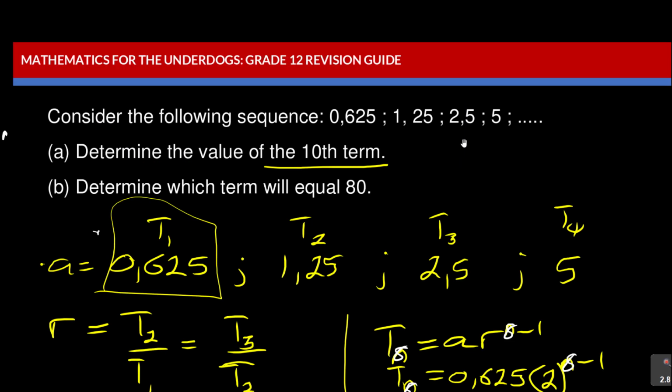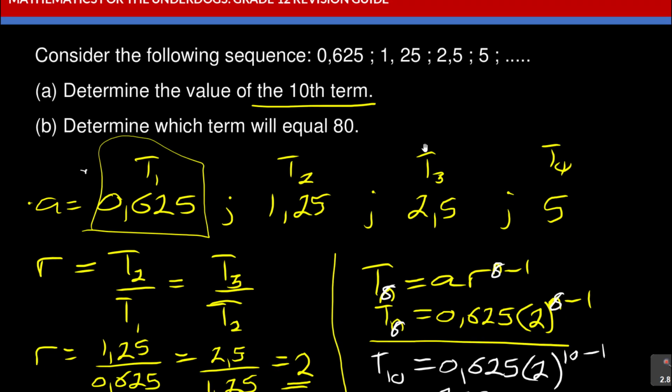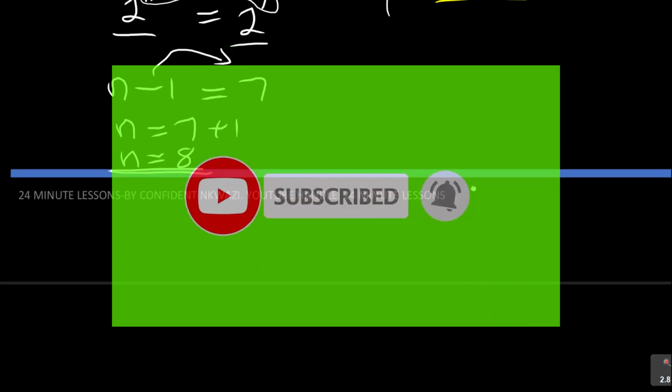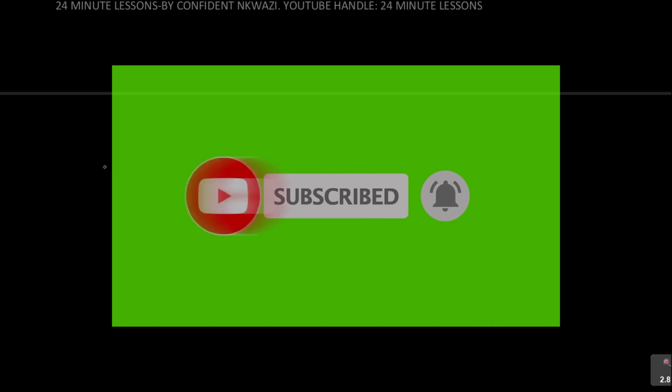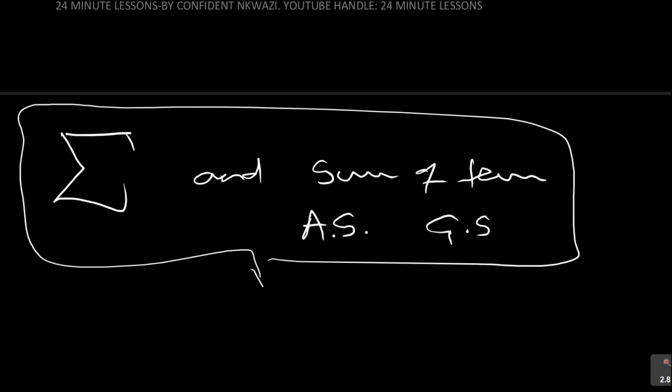It's the geometric sequence. Now, as we continue, we're going to look at the summations, the sigma notation. When I'm talking about the sigma notation, I'm talking about this notation and the sum of terms, and we're going to look also at the sum of terms for both arithmetic sequence and geometric sequence. Okay, so this is very important for you to follow the next videos.